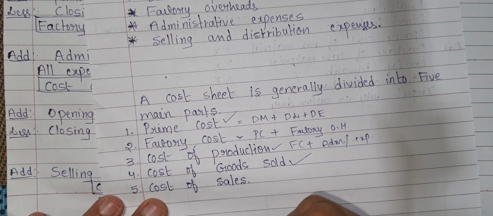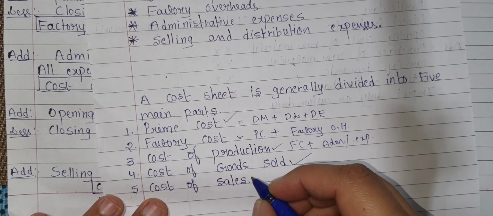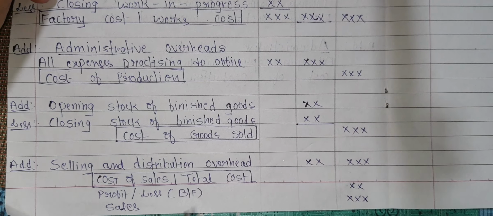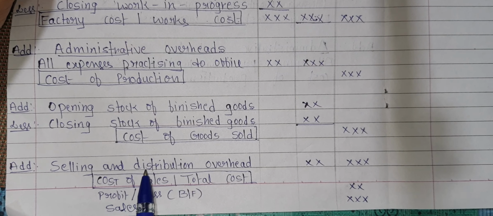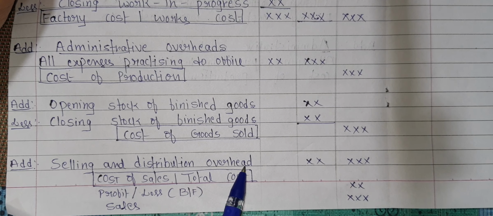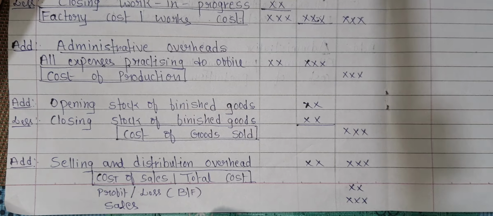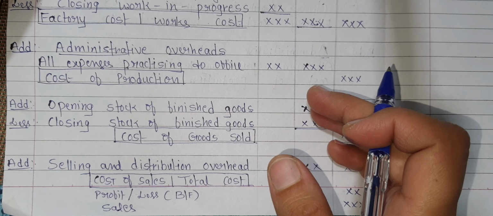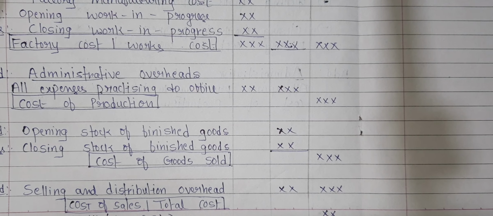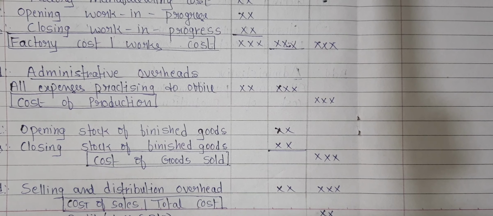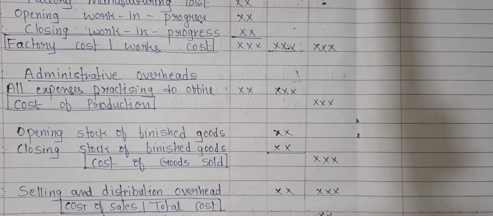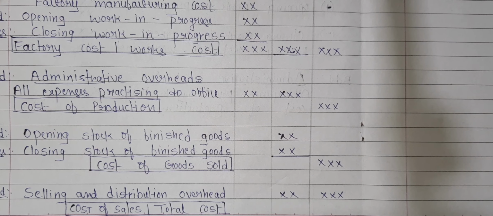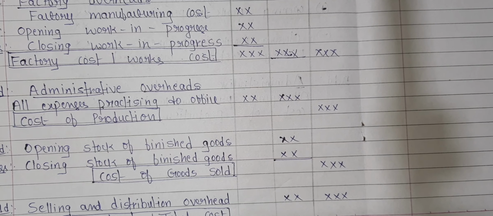And next one, the fifth main part of the cost sheet, is cost of sales. Here, see here, next heading is selling and distribution overhead. We have to add all the expenses that are related to selling and distribution. Clear? Now the formula of total cost: cost of production plus selling and distribution expenses.